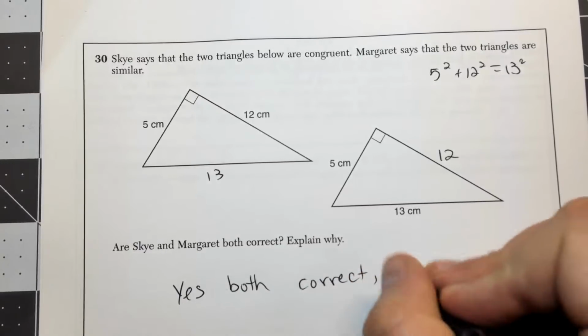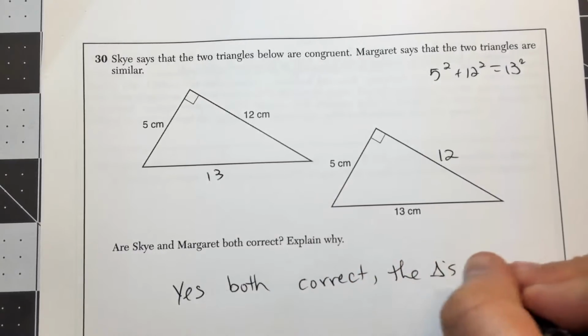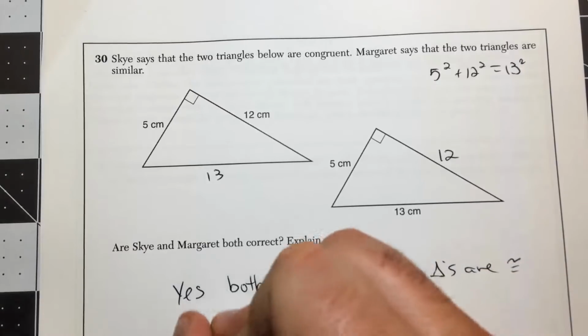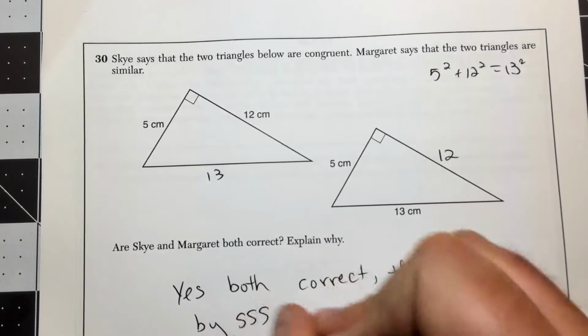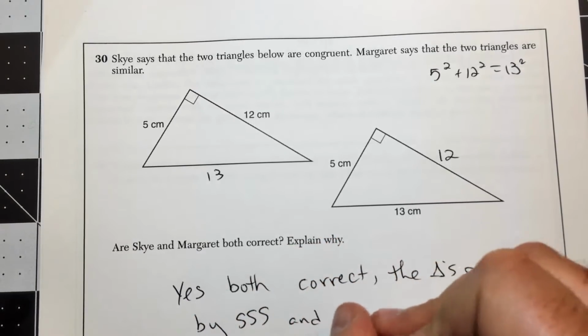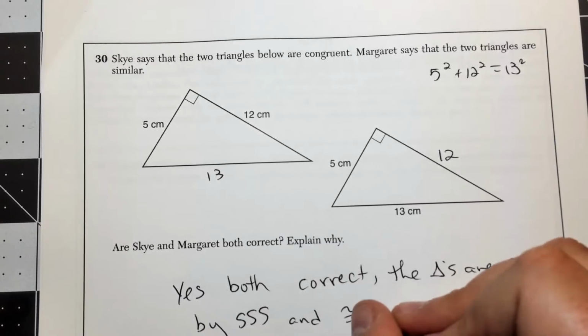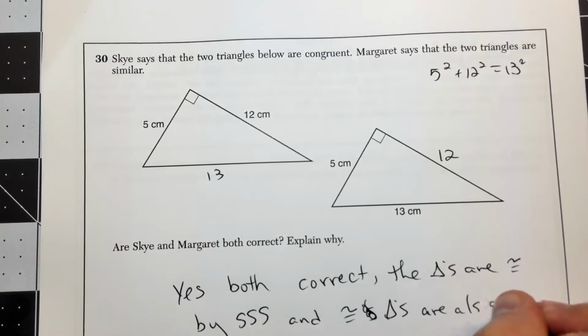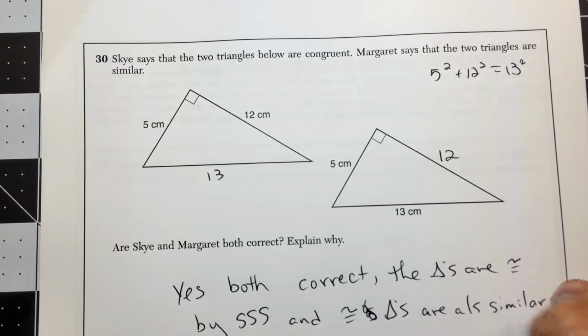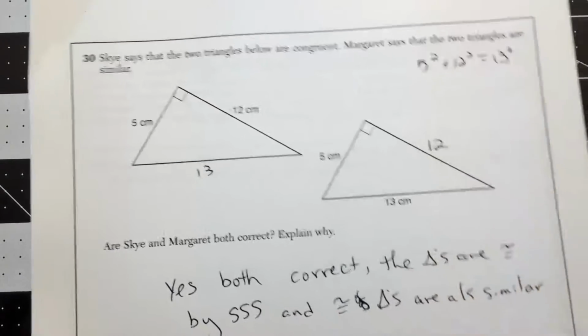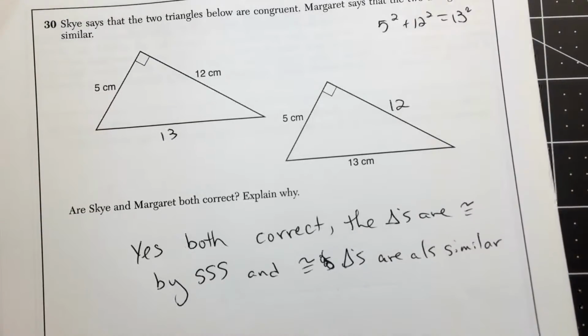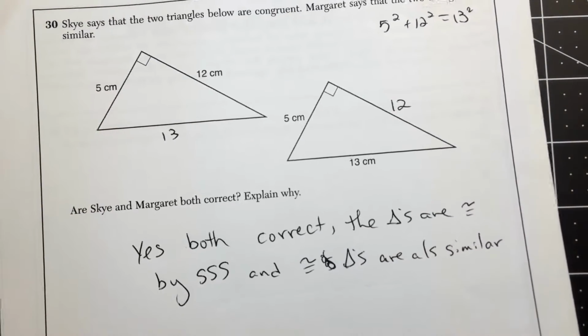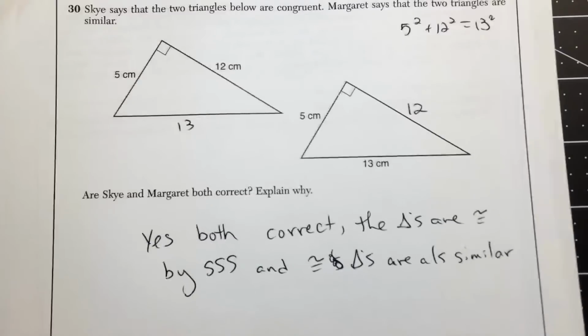Okay. All right. The triangles are congruent by side, side, side. And congruent triangles are also similar. You could also mention something about, we say similar, not only is it congruent, the sides are also going to be proportional, so you could also explain it that way too.